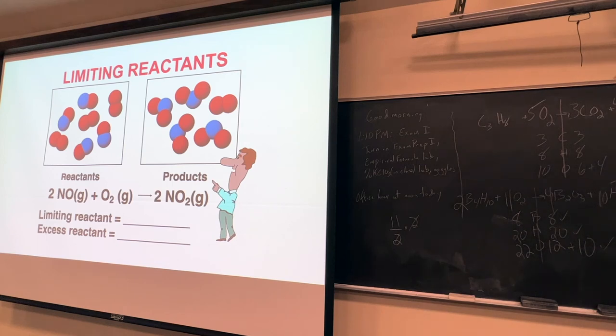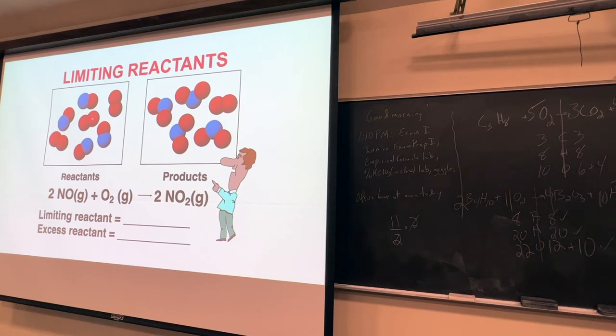No. Oxygen, if something is left at the end, it's not the limiting reactant, limiting reagent, all right? This is an excess reactant like the buns and the cheese on the last example. The NOs, all four NOs are turned into NO2s, and we can explain that by looking at the balanced reaction. It takes two NOs and one O2 to make two NO2s. So for every one O2, you can react it with two NOs to make two NO2s.